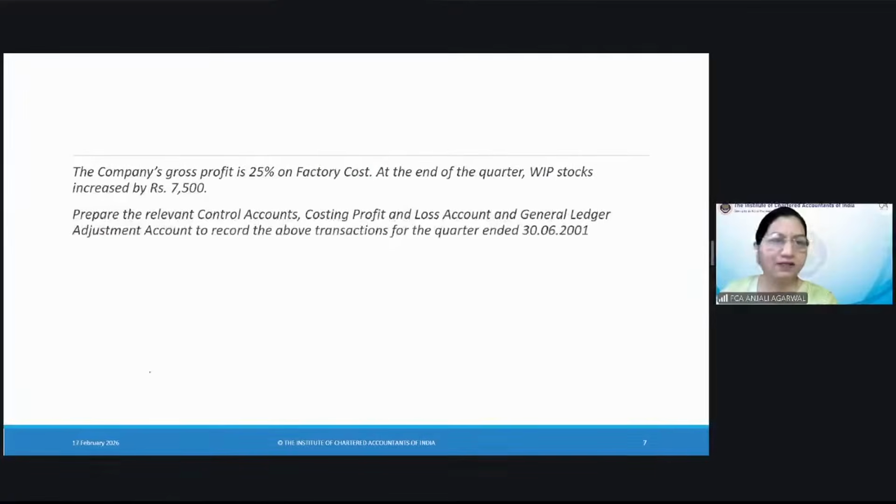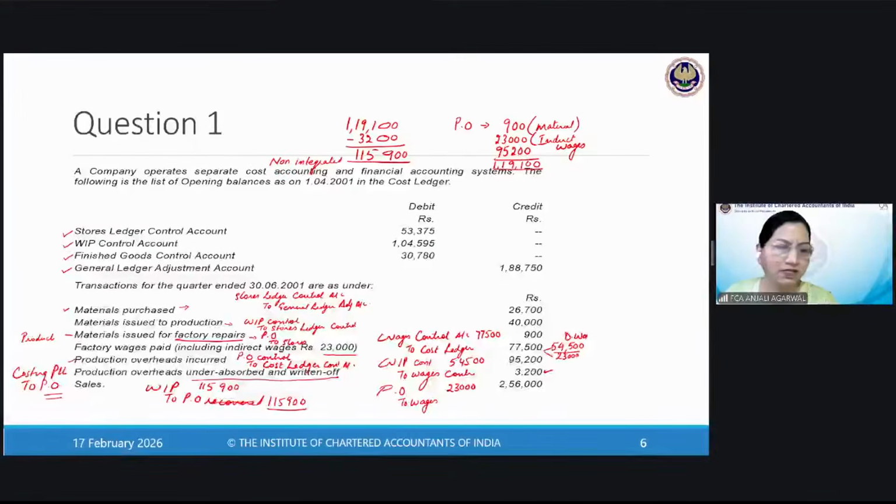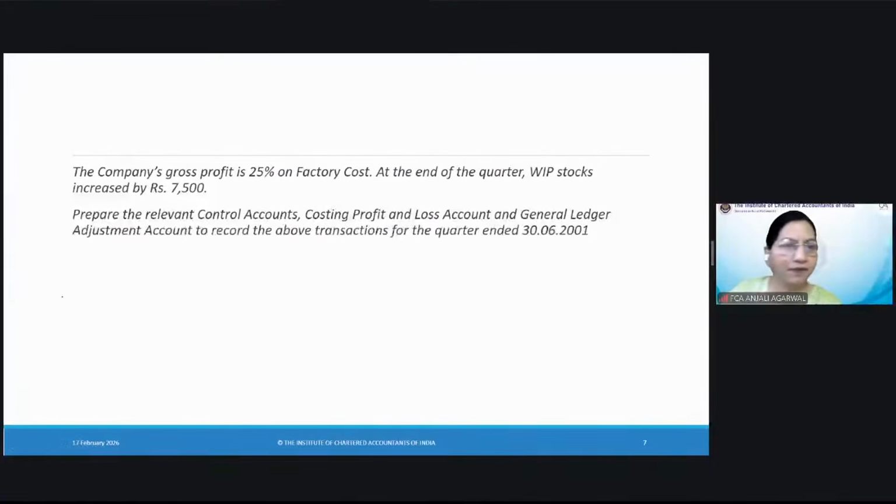Finally, you have sales. This sales will also move to cost ledger control account as well as costing P&L account. So 2,56,000 is the sales. I'll first start preparing the accounts here.